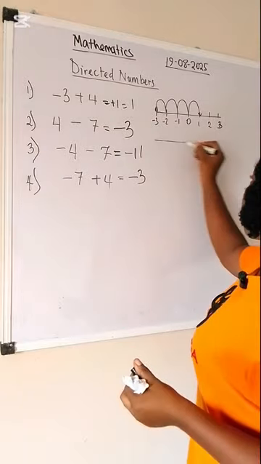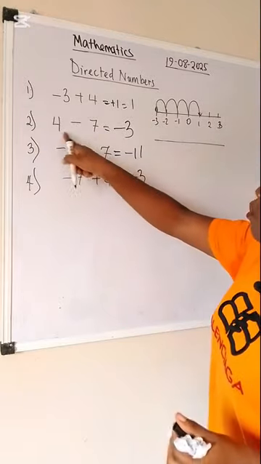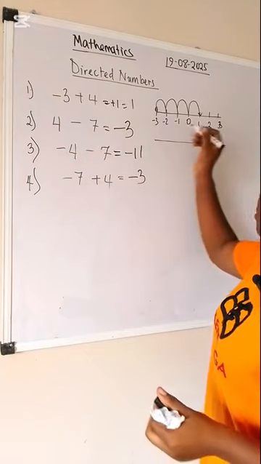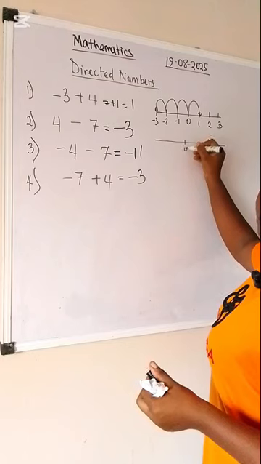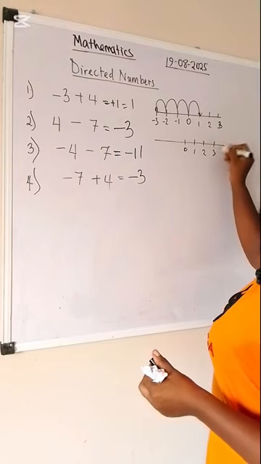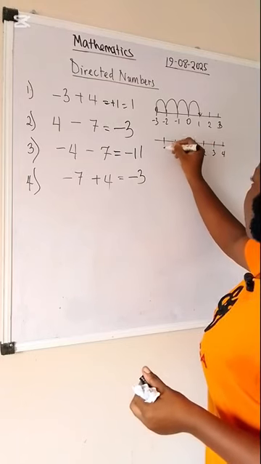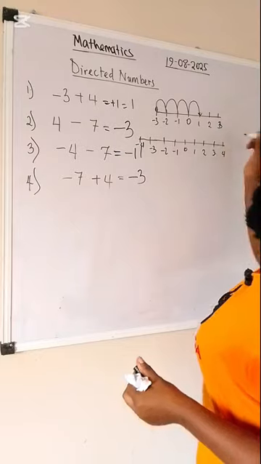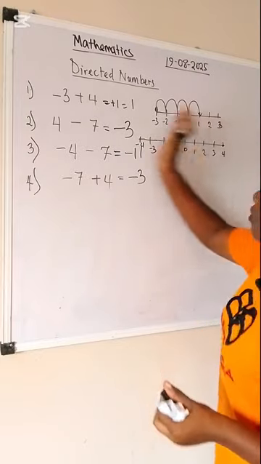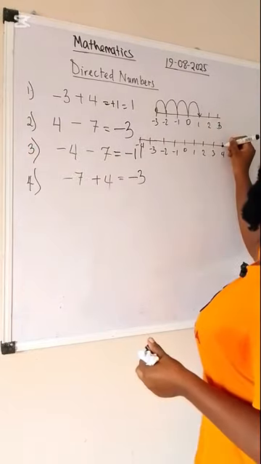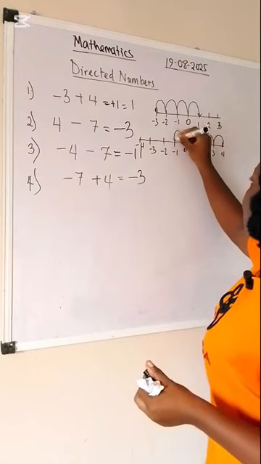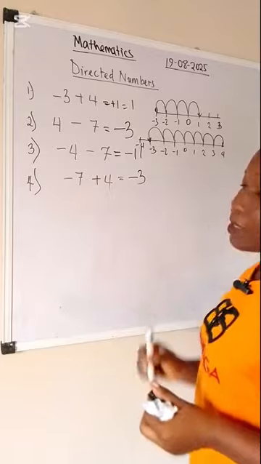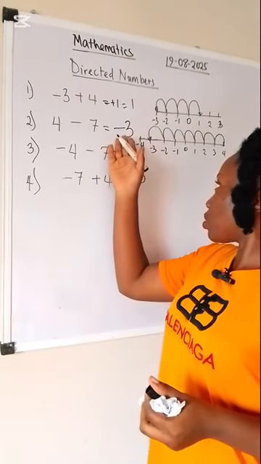Now for the second question, we have 4 minus 7. So we have 1, 2, 3, 4, minus 1, minus 2, minus 3, minus 4. So 4 minus 7, minus, you're going this way. 7 steps, 1, 2, 3, 4, 5, 6, 7. Our answer is minus 3, which is what we got here.